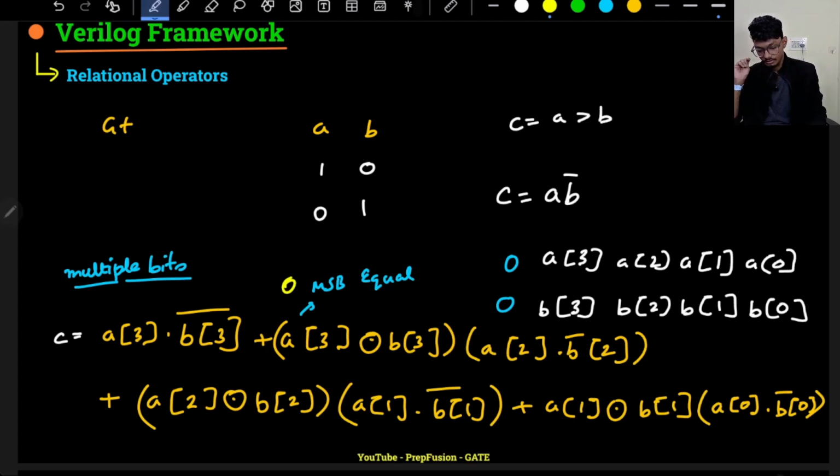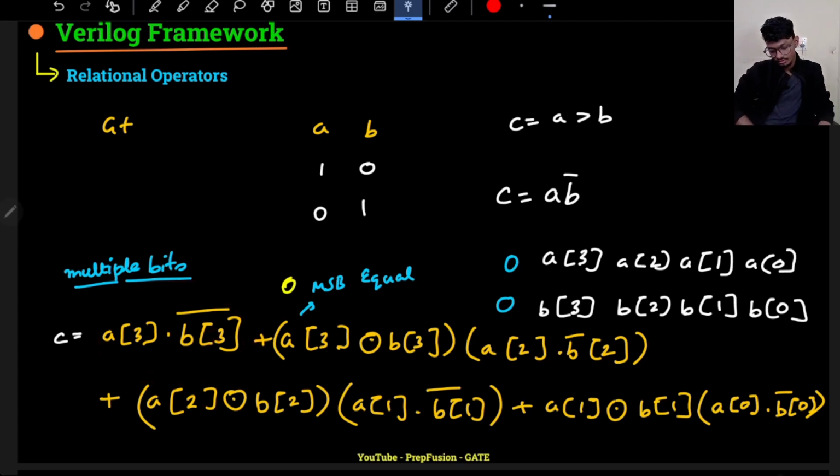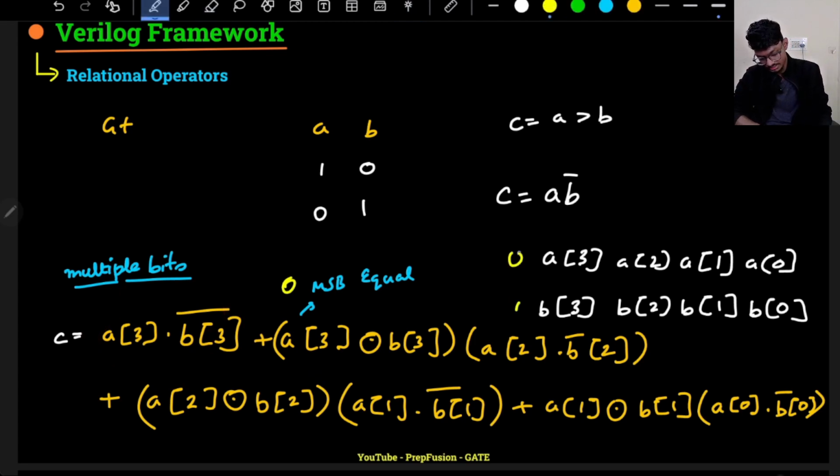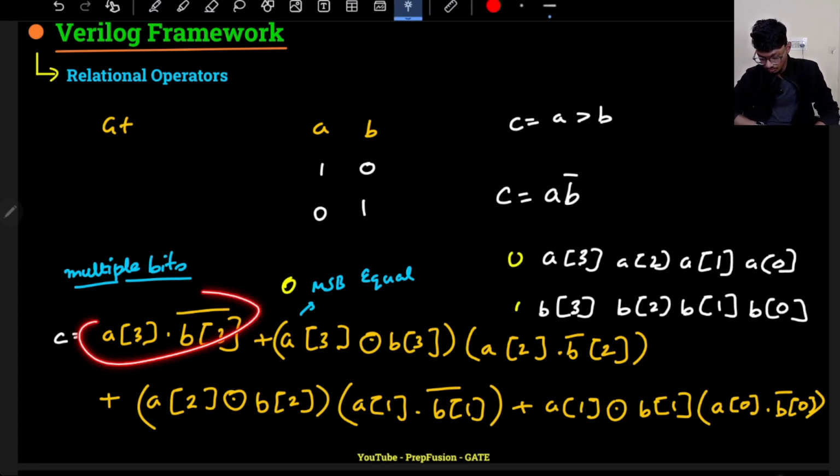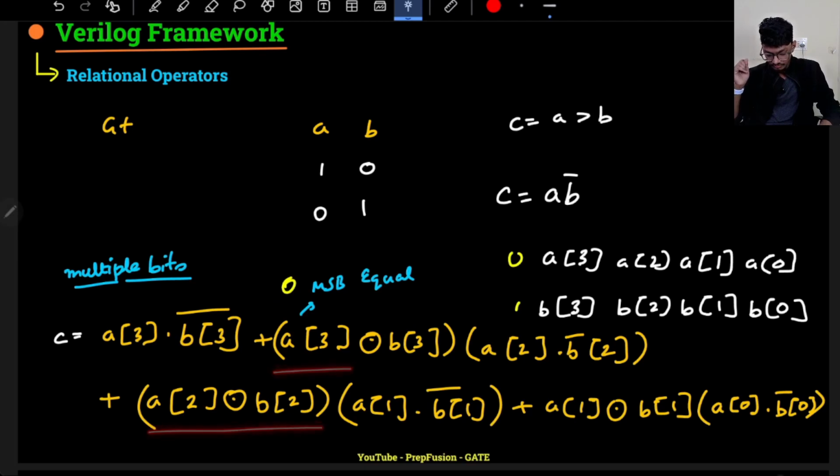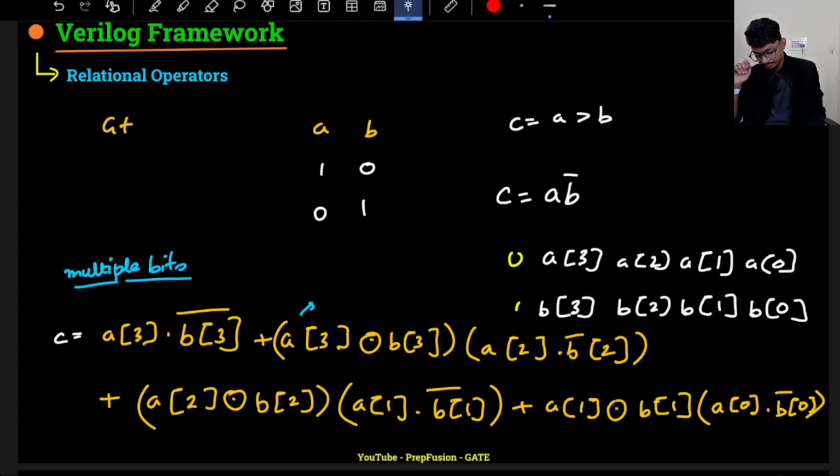If this evaluates 0 0, what does this evaluate? This will also evaluate, let's say if B is 1 and A is 0, to 0. This evaluates 0, this evaluates 0, so ultimately C will be 0. Then A is not greater than B. That is what I will get if you evaluate this slowly. If you evaluate this slowly, you will see that you are getting 0. You can take a small example and see.